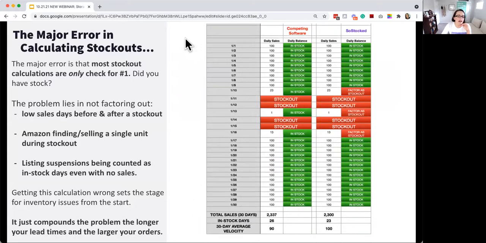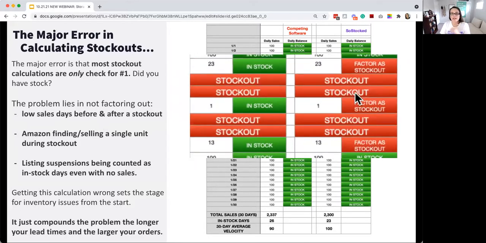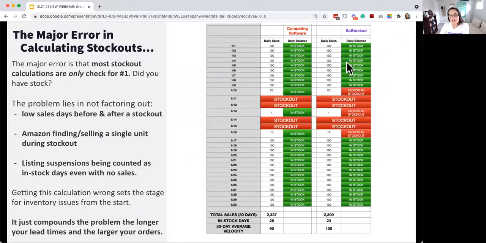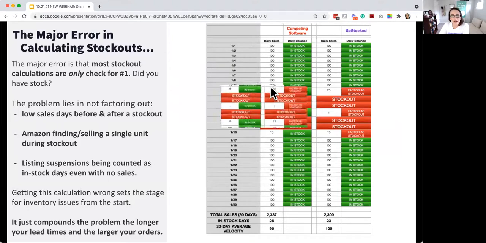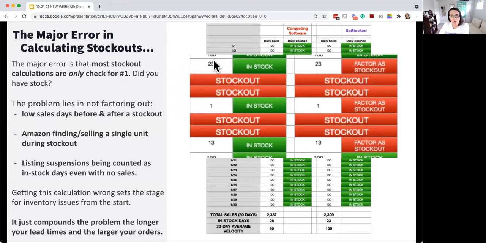So here's the major calculating error that was occurring, right? If you looked at what was happening in the competing software, you see all of the in-stock days, and then you see that there was 1 day. So this product is selling 100 units a day as a normal sales velocity. That's what should be the average. The daily adjusted sales velocity is 100. But this is what happens. 23 units sold versus 100. They stocked out. It's treated as an in-stock day. Then you have 2 full stock outs, 0 sales. Then you have 1 unit that was found. That was treated as an in-stock day. Then you have full stock outs. Then you have 13 units coming back into stock, again treated as an in-stock day.